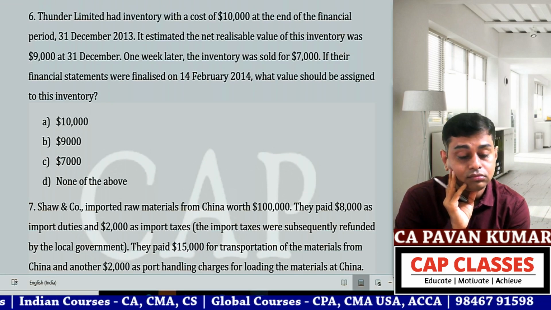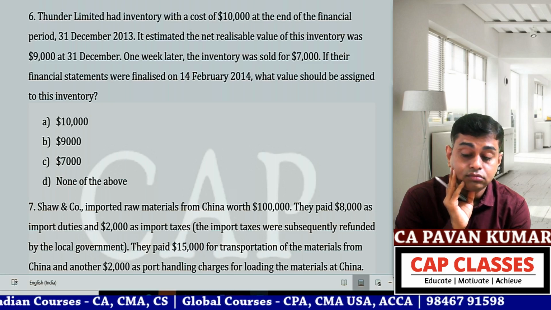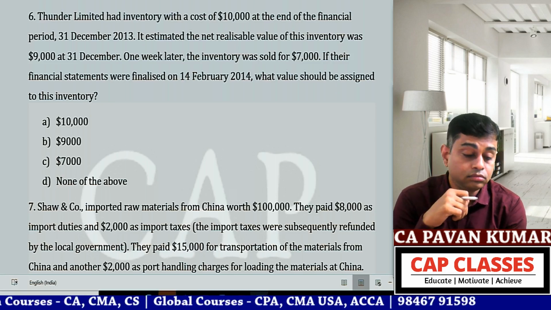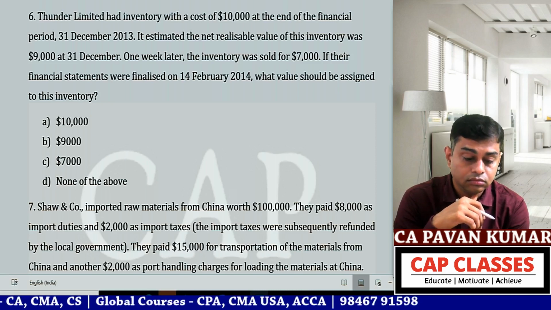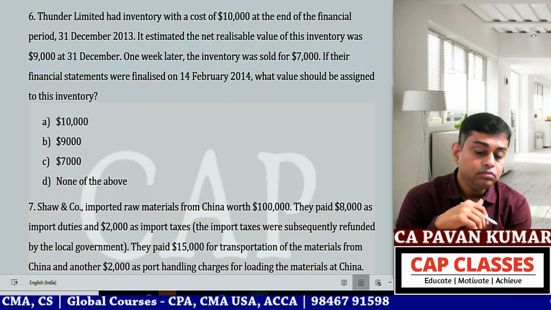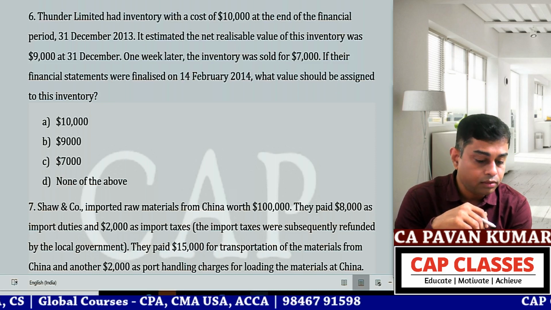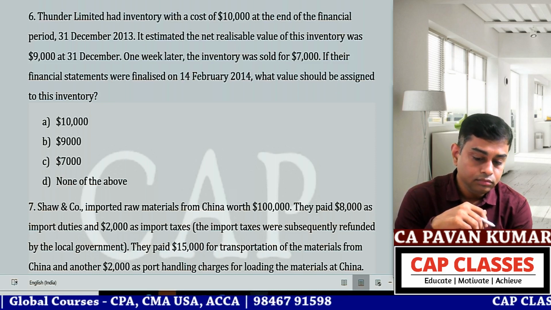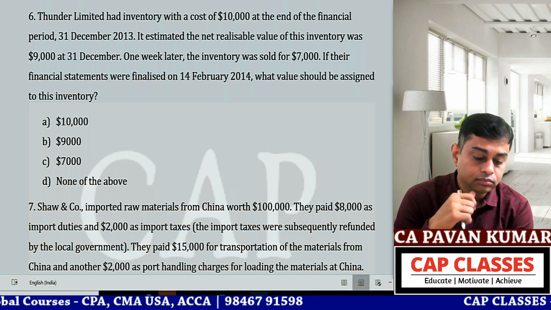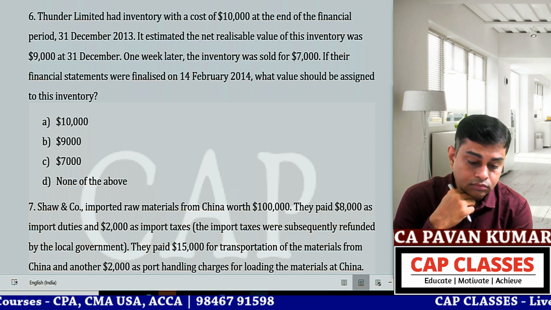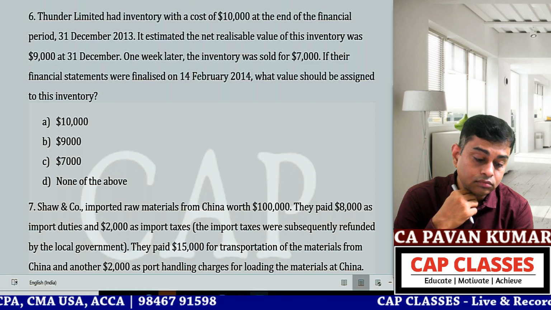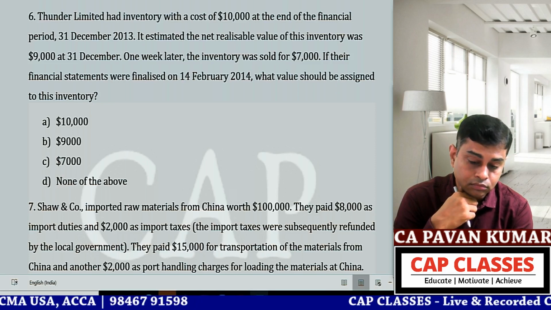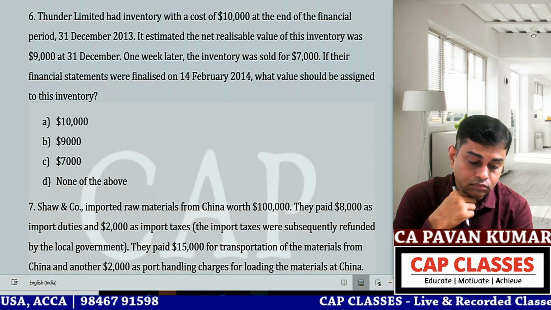Vendor Limited had inventory with the cost of $10,000 at the end of financial period 31st December 2013. It is estimated that the net realizable value of this inventory was $9,000 at 31st December. 1 week later, the inventory was sold for $7,000. If the financial statements were finalized on 14th February 2014, what value should be assigned to this inventory?